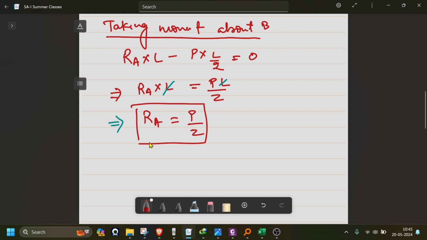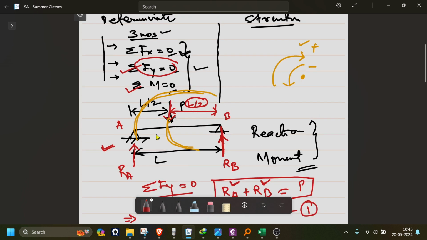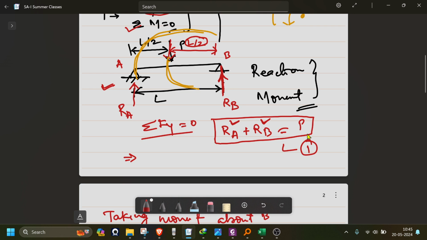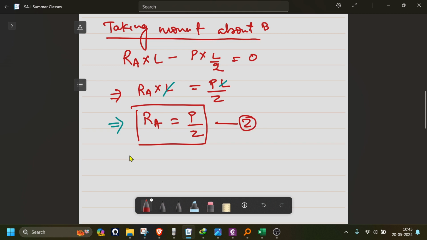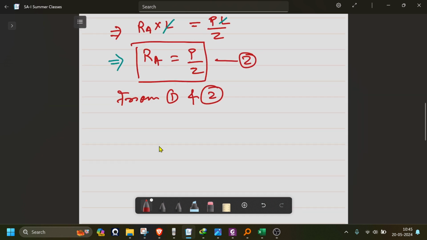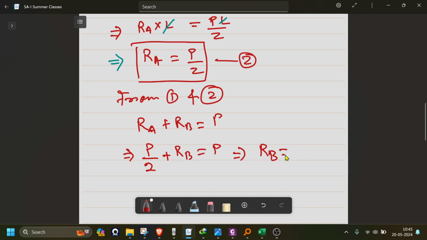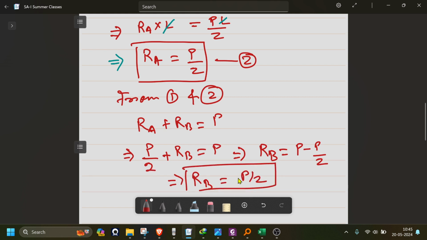If RA is P by 2, how much is RB? You can see here I have the equation RA plus RB equals to P. So from equations 1 and 2, I have RA plus RB equals to P. So this implies RA value is P by 2 plus RB equals to P. So this implies RB equals to P minus P by 2. This implies RB is P by 2, right?